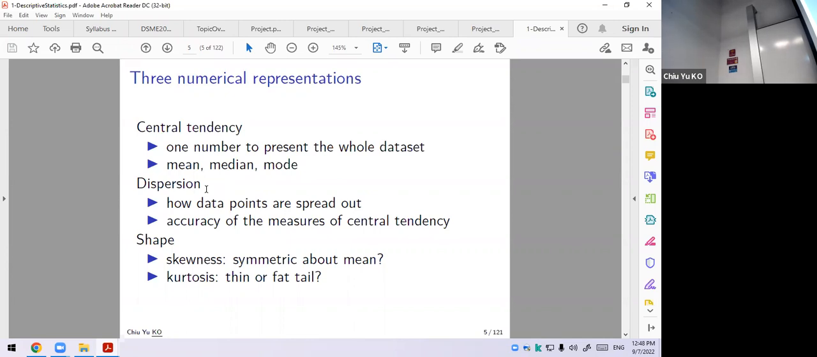And why do we care about fat tails? The reason is that when we look at the data and make some inference or analysis, most likely we will be using what we call the normal distribution, which is called the bell shape.